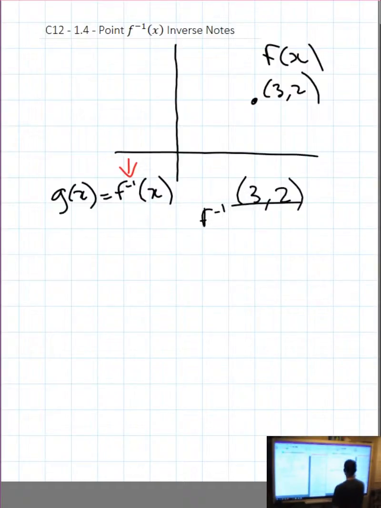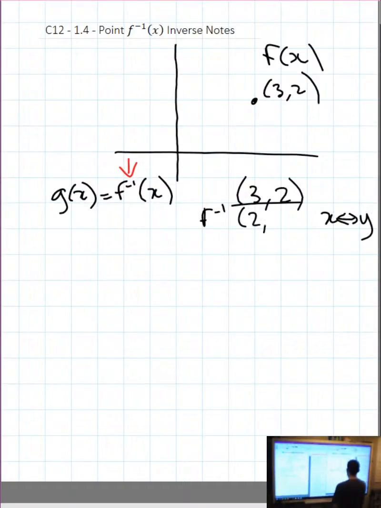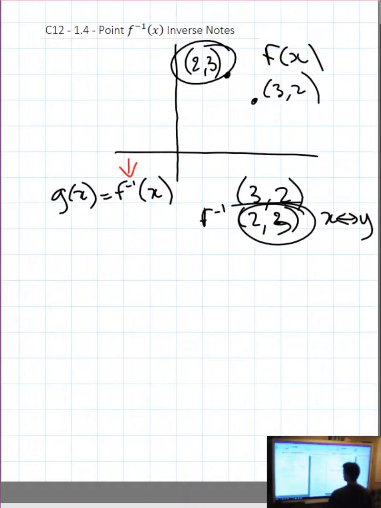And that means that x and y switch. So I simply switch x and y for the point (2, 3). And if I switch x and y and find the point (2, 3), it's right here, (2, 3), our new point. Just simply switching x and y.